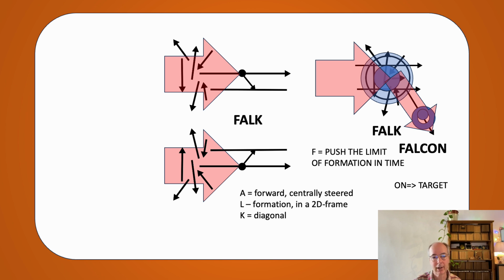So we're pushing the limit of formation in time with F. We push the limit of the time frame also, so that we will get our result at the end. And push it forward, like the P is pushing, the F will also direct itself in this case with the L a little bit afterwards. With a central lead, we will lead the finding of a direction in the end. So the FALK and the FALCON will lead the time frame so that it will find a target, the on part that is expressed in the letters alone.